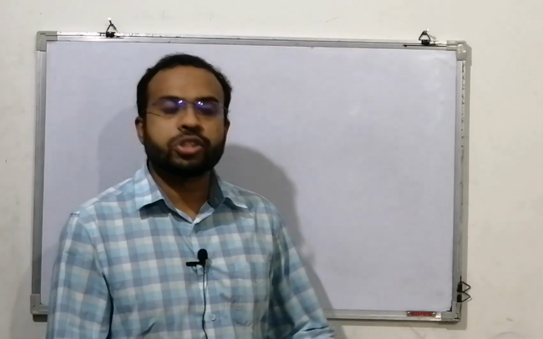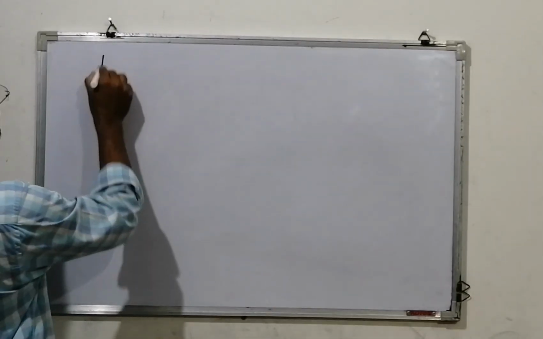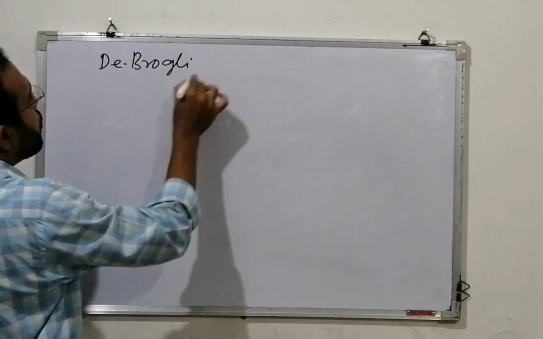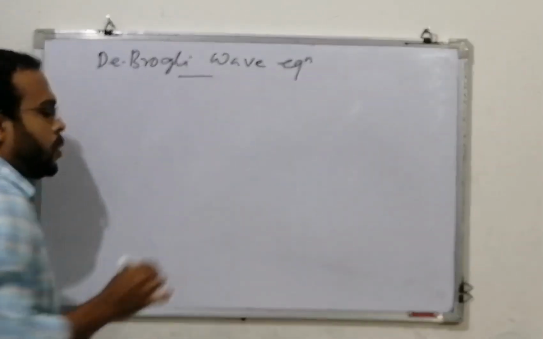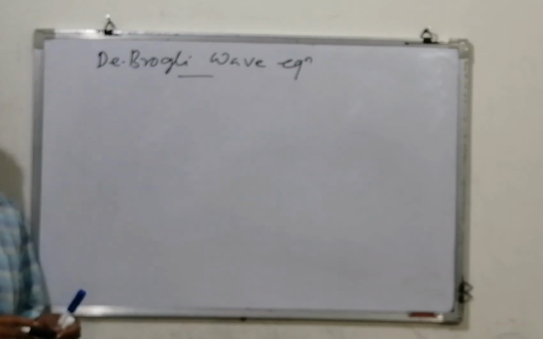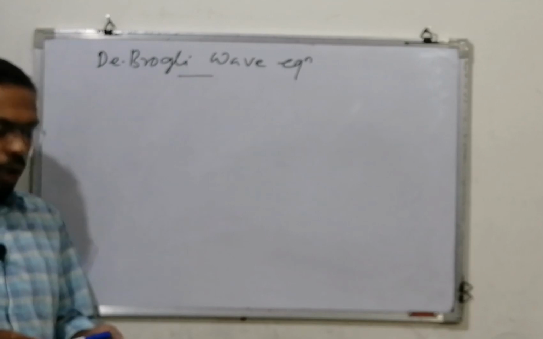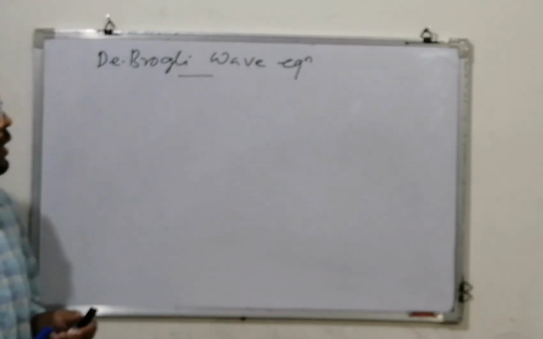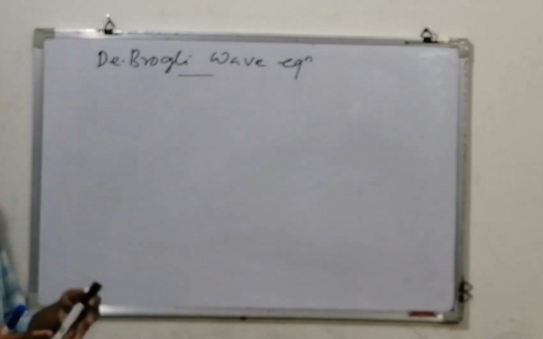We will continue the atomic structure. I will go to the next topic: the De Broglie wave equation. What is the De Broglie equation? How did he develop it? He was a young scientist. He thought about the dual behavior of matter.